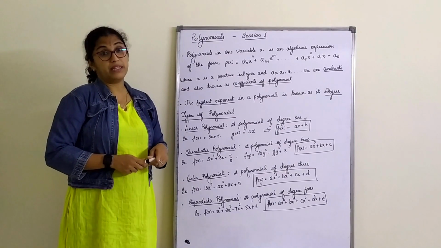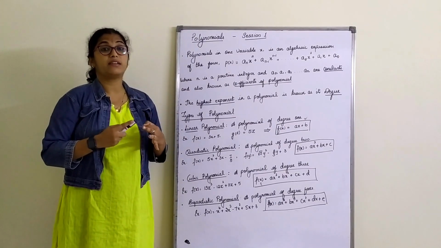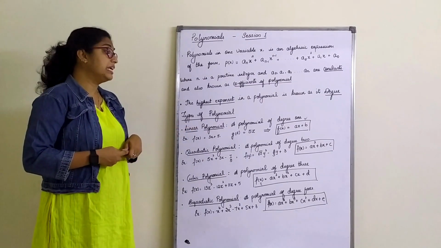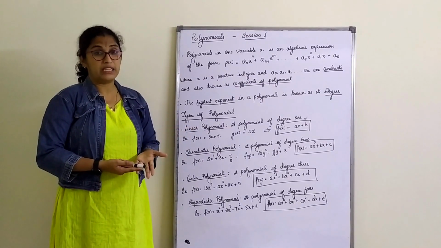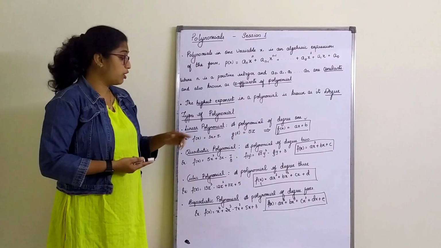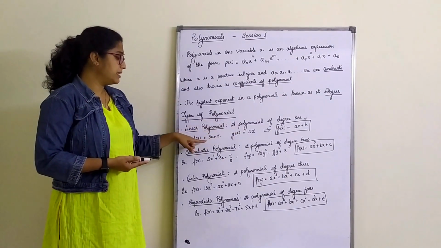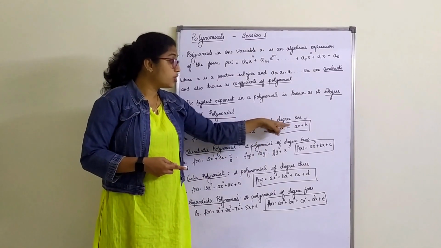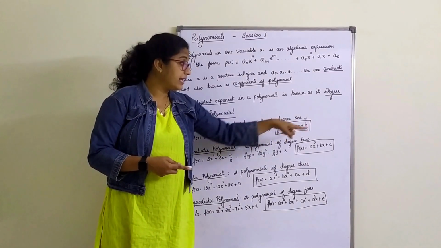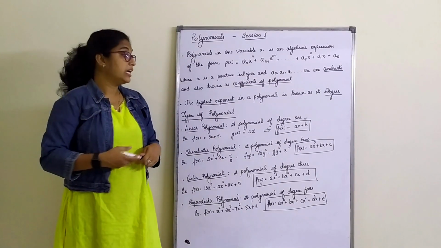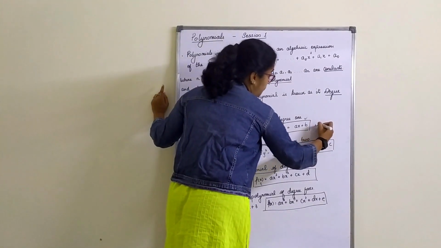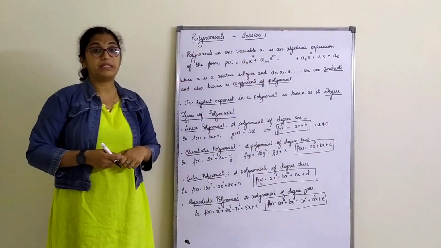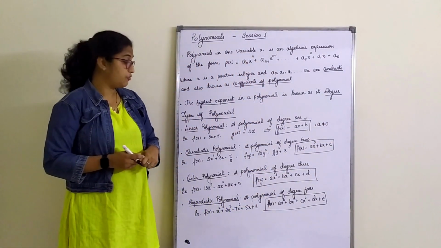Types of polynomials: we have linear, quadratic, cubic and biquadratic. A polynomial of degree 1 is called a linear polynomial. I have just given a few examples: 3x plus 5, 5z, etc. It is of the standard form ax plus b, where a is not equal to 0, because if a is 0, then the x term also will be 0. It will be only a constant, right?